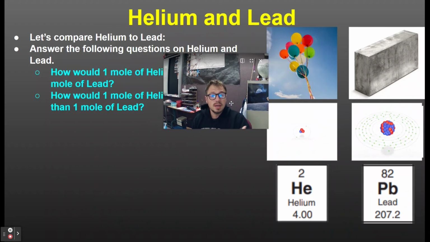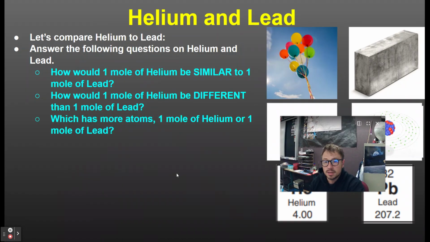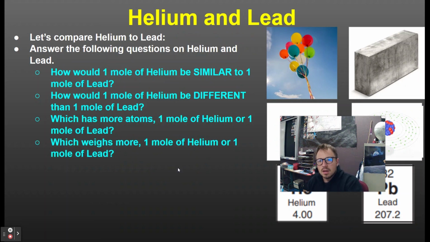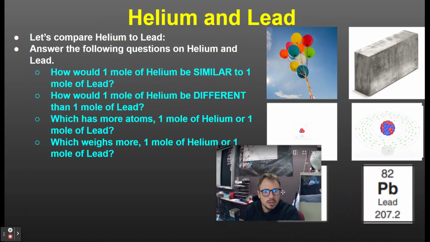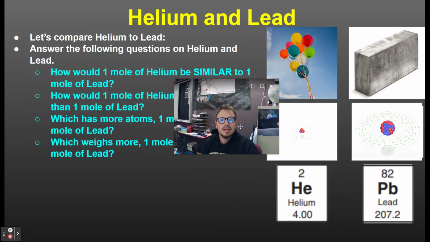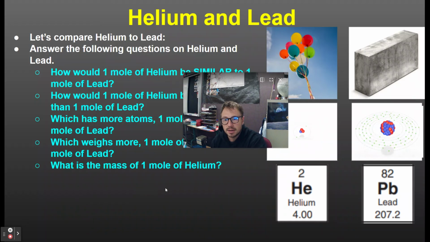If I had the same amount of each, 1 mole of lead is going to weigh a lot more than 1 mole of helium. So which has more atoms? This is kind of a trick question. 1 mole of helium or 1 mole of lead, they're going to be the same. It's like saying what has more, 1 dozen elephants or 1 dozen donuts. They're the same amount. Which weighs more, 1 mole of helium or 1 mole of lead? It's going to be the 1 mole of lead because the lead is like the elephants. I've got the same number of atoms of each, but lead weighs more. Look how large a lead atom is compared to the helium atom.